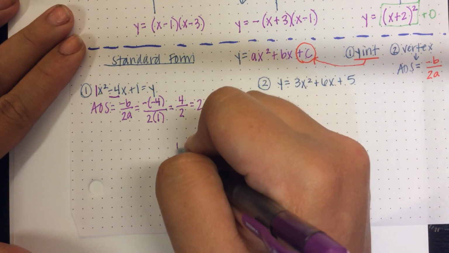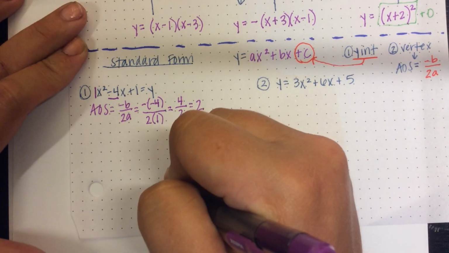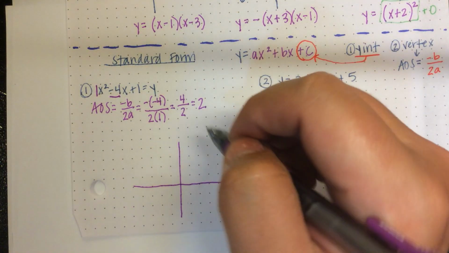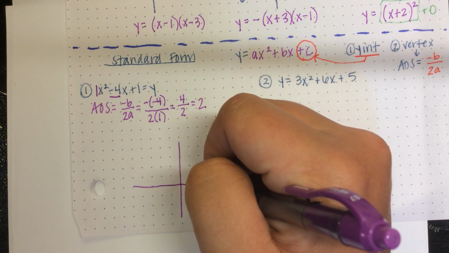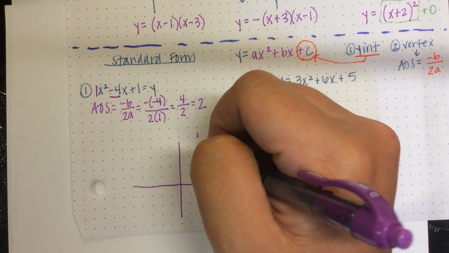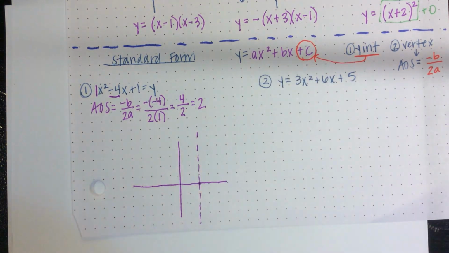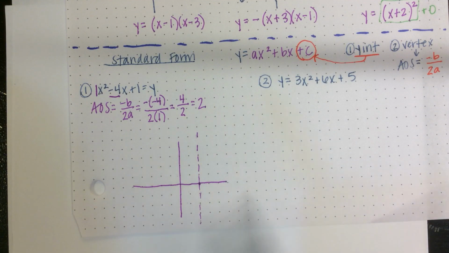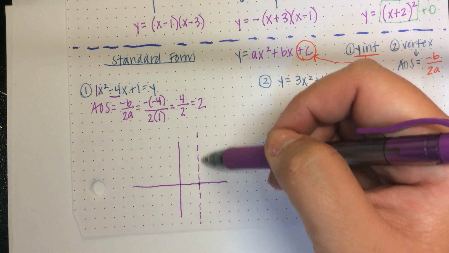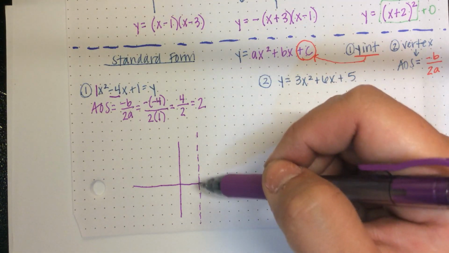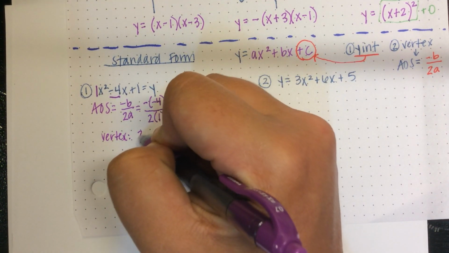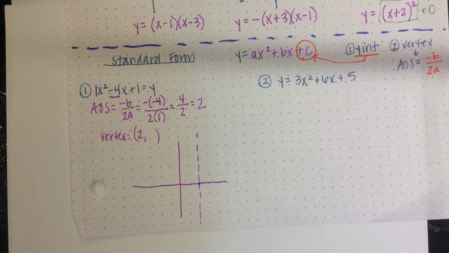All right, so I'm going to come down here. I'm going to go ahead and put my dotted line at 2. So I'm going to go to 2 here, and it's always x equals. Okay, so the middle of my u, the middle of my parabola, is going to be at x equals 2. All right, that means on this dotted line is my vertex. So that means my vertex is going to be 2 comma something. And I got to figure out that something.